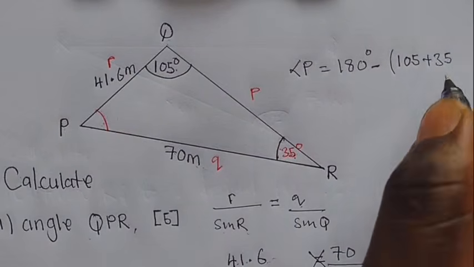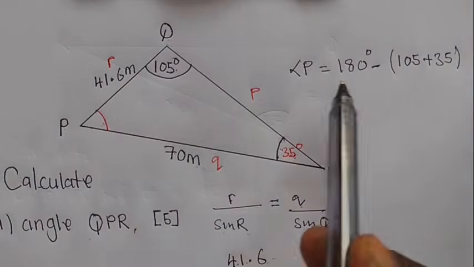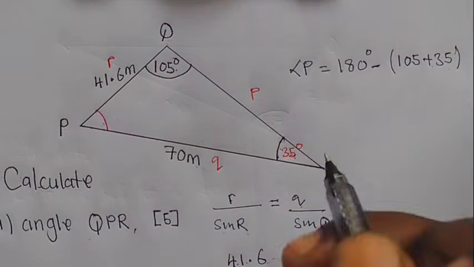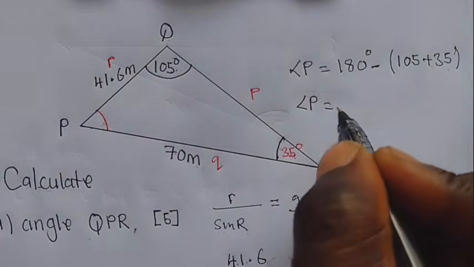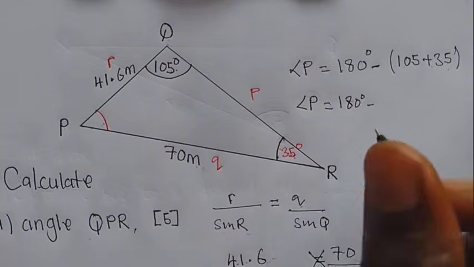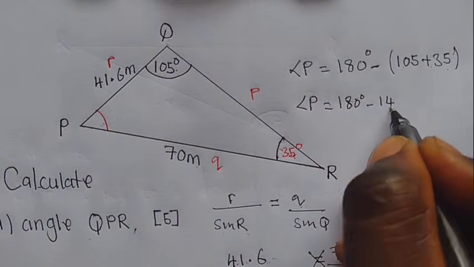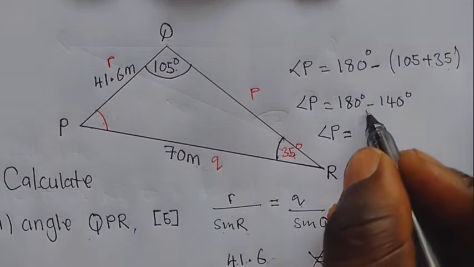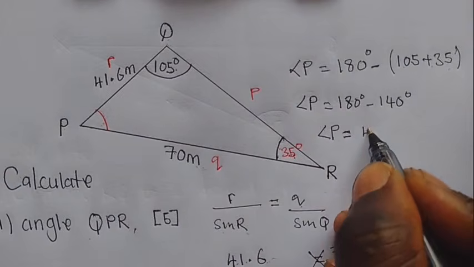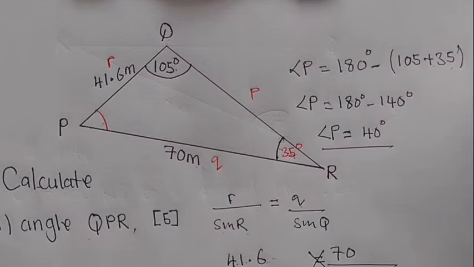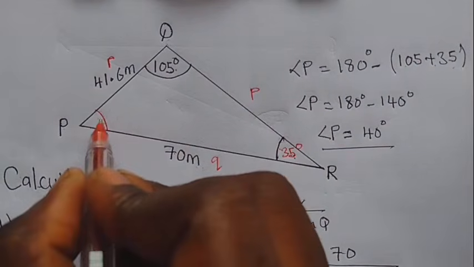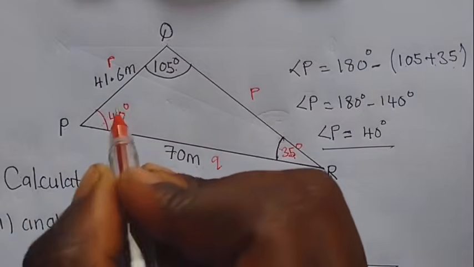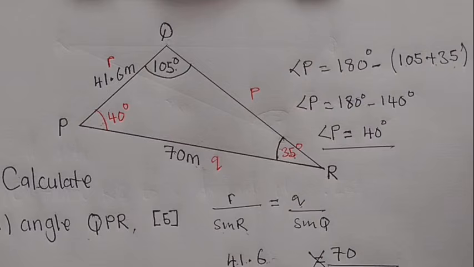Right here we know that we have 105, so 105 plus 35. So angle P is equal to 180 minus 105 plus 35. This will be 140 degrees. So angle P is equal to 180 degrees minus 140 degrees. This will give us 40 degrees, meaning that the angle at P was 40 degrees. So we have found our question 1. I hope it's clear. Let us now move on to question 2.